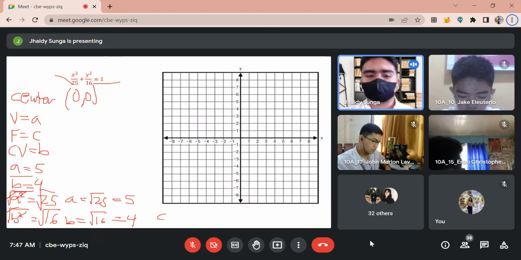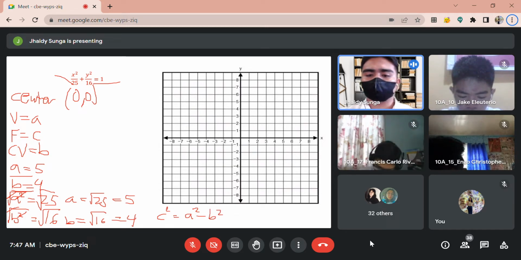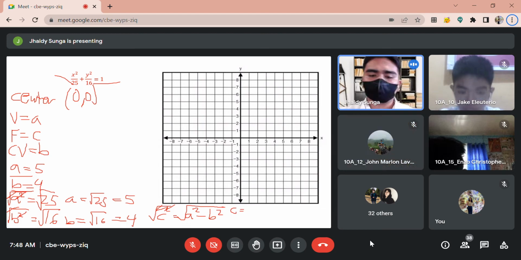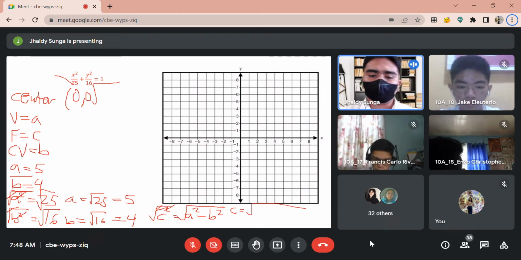As we mentioned last time, we have C squared is equal to A squared minus B squared. Please remember this one. Now, how are we going to find the value of C? We only need the value of C, not C squared. So we are going to square root both sides, and with that, we could cancel the squares. The value of C is now the square root of A squared minus B squared.